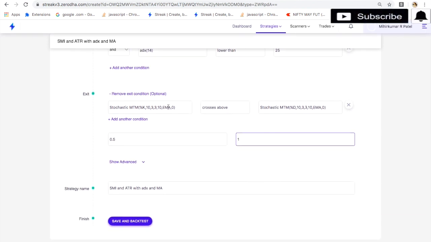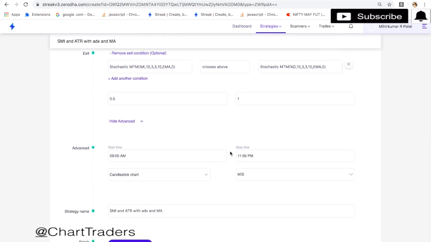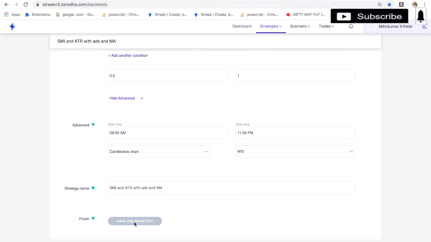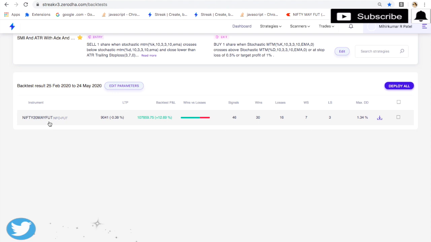I have used this exit condition so that if you have a profit and the momentum crossover happens, you can exit before 1 percentile. That's why I have added this exit condition. Start time 9 a.m., exit stop time 12 p.m., candlestick chart and MIS. Just give your name, save and backtest. It is going to apply from February to May on Nifty May future, so 3 months.